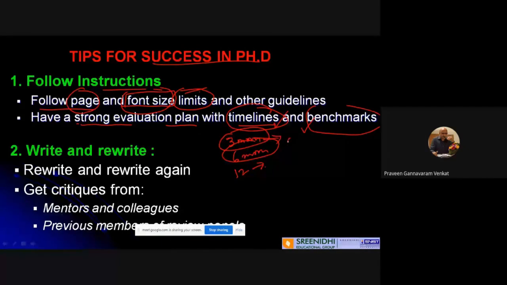In the next 3 months, you have to set the objectives. In the next 6 months, we have to do some literature survey. In the next 12 months, we have to produce 2 to 3 papers. Like this, we have to plan well while planning for the doctoral program.